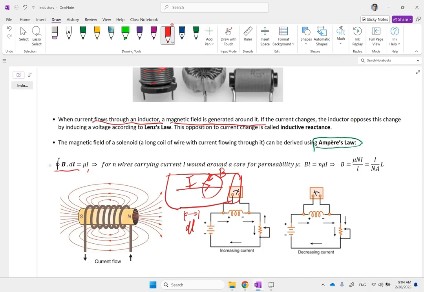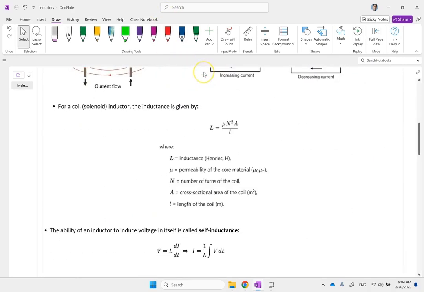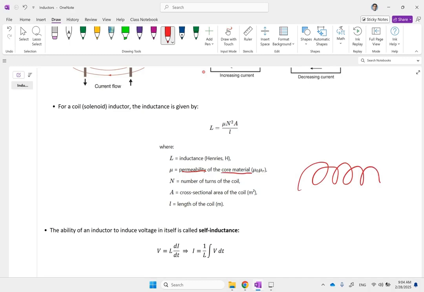What is I? I is the current going through it, L is the length along it, and mu is what we call the permeability, which I just mentioned earlier. That's the permeability of the material. Now, if you wind these wires around some core material, mu is going to be mu of that material. If it's just some coil that is wound in the air and nothing in between, then that mu is called mu naught, which is for the air.